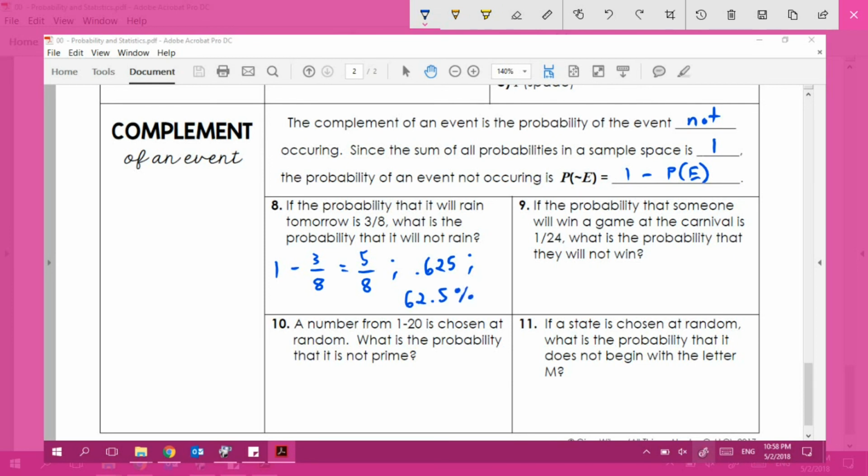All right, you guys just try number 9. And that's going to complete these notes over probability.